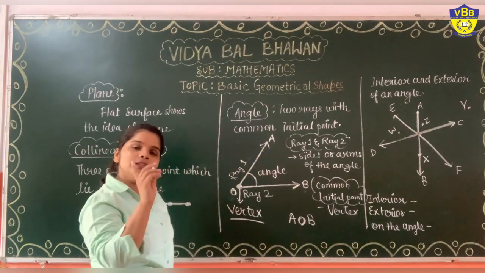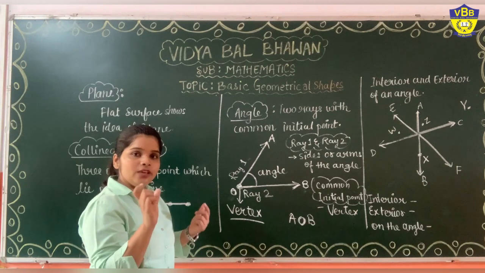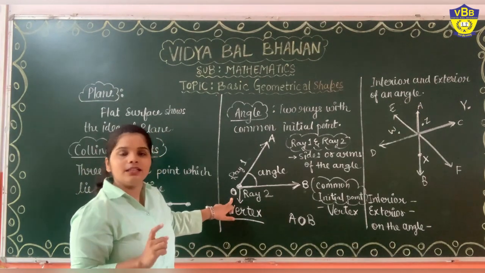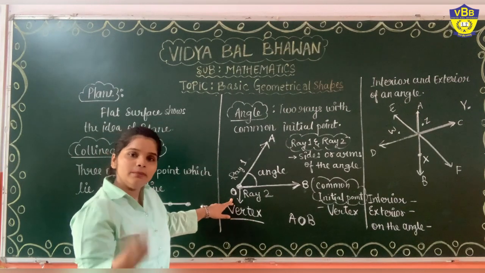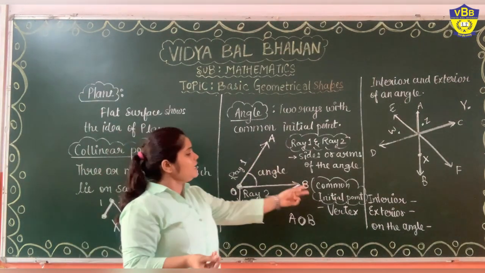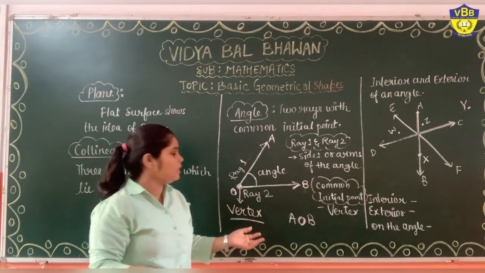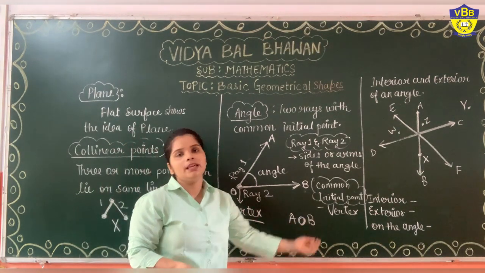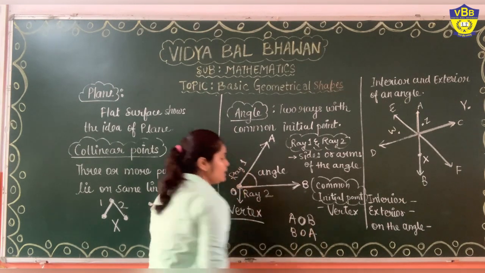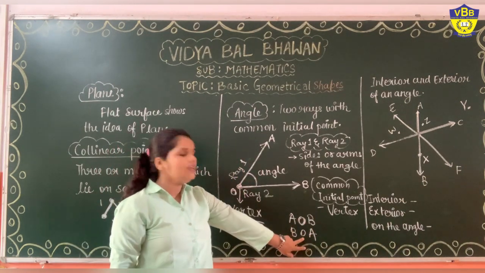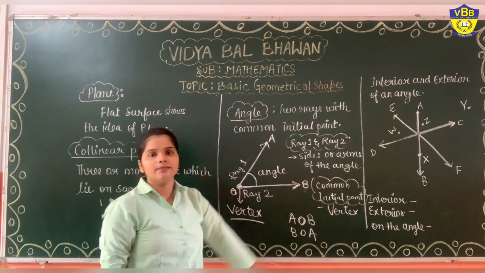BOA. One thing that should have a fixed place is the common point, the vertex. The vertex should always be in the middle. These names can be on either side, like AOB or BOA. Both are correct because both have vertex O in the middle.